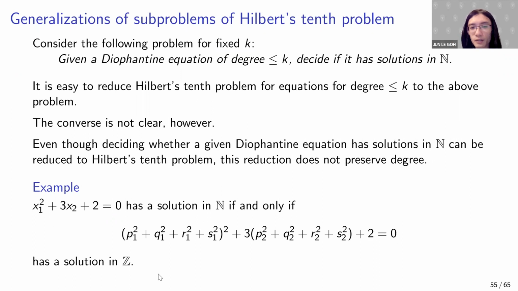The key point here is that the degree has now doubled, right? Originally we had degree 2, and now this has degree 4. So this procedure doesn't give a reduction which preserves degree. Of course it does give a reduction of the above problem for degree k to Hilbert's 10 problem for degree 2k, but there is still some room for improvement there.